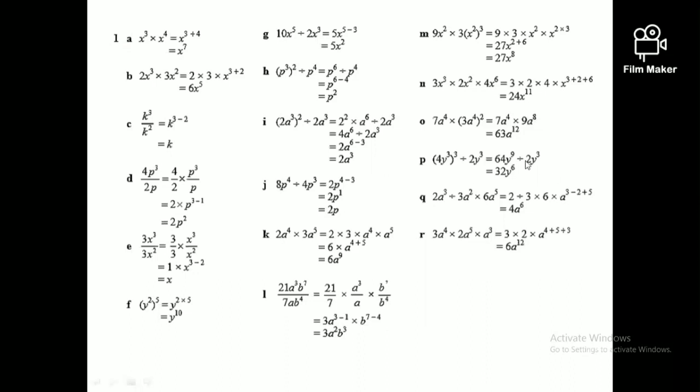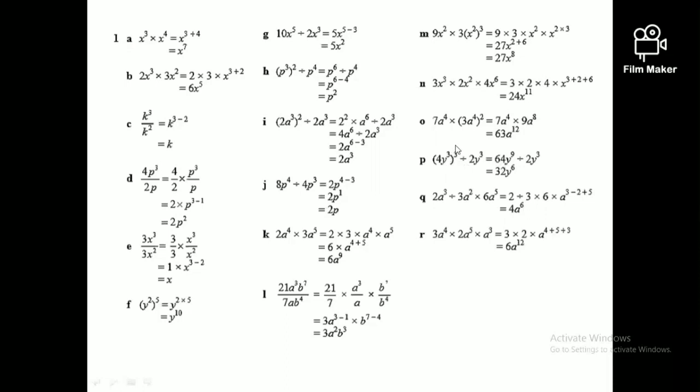If you come to the next part of this question, 4y to the power 3 to the power 3 divided by 2y to the power 3. Here also you have to put the power 3 on both 4 and y to the power 3. 4 to the power 3 is 64, 4 into 4 into 4.